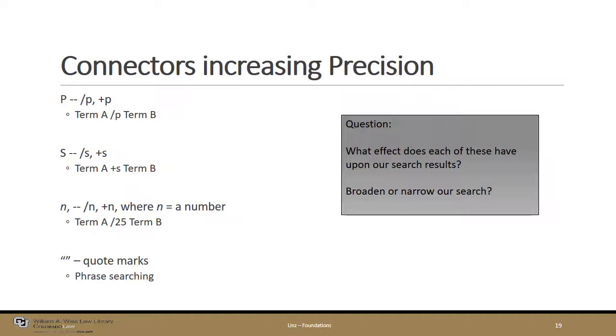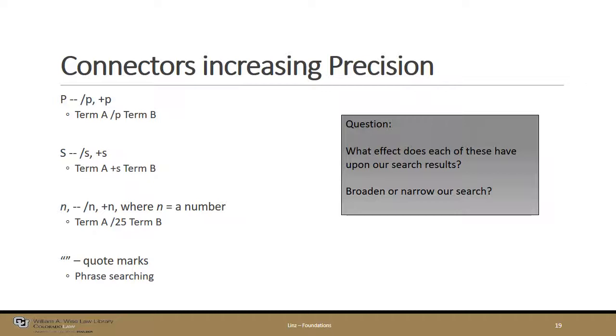The other nuance here is that we have an option for how those terms appear within a paragraph or a sentence. And that's with either the slash P or the plus P. If we use a slash P or a slash S or a slash number, we're saying that the two terms can appear in any order within the paragraph or the sentence. So in the first example, term A slash P term B, what we're saying is that term A can appear before term B in that paragraph and be retrieved in our search results, or term B can appear before term A in that paragraph and be retrieved in our search results.